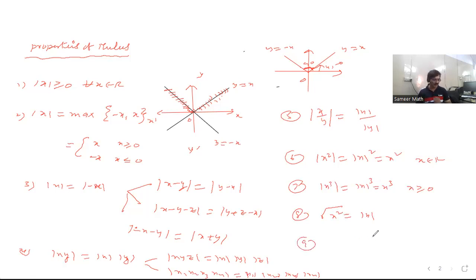Ninth one, I want to tell you some more points here. Suppose I say mod x is equal to x. When is it going to happen? You know very well that strictly you can say x is greater than or equal to 0. You have learned this. You can take this as one property. My mod x is a definition, but you can remember it as a property. And mod x is equal to minus x when x is less than or equal to 0, you can say.